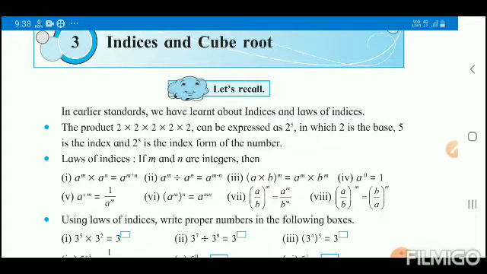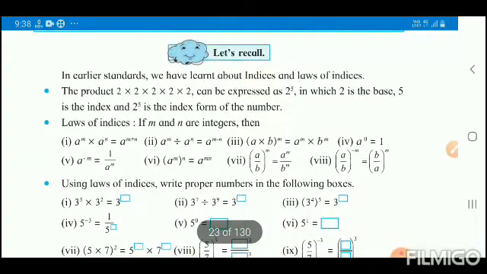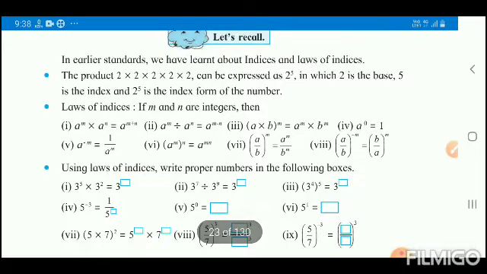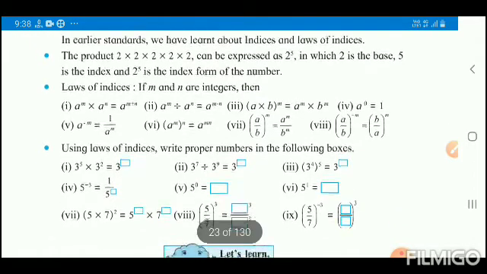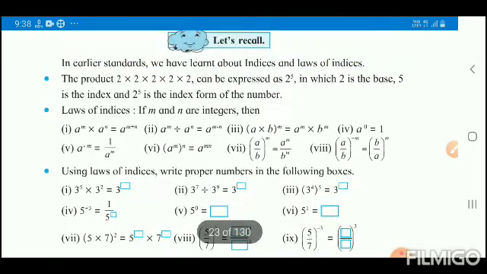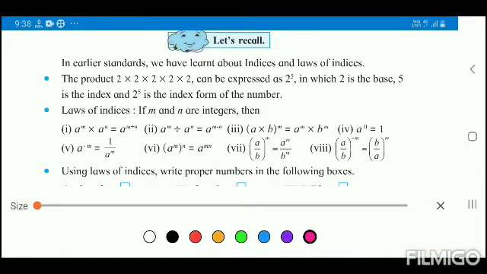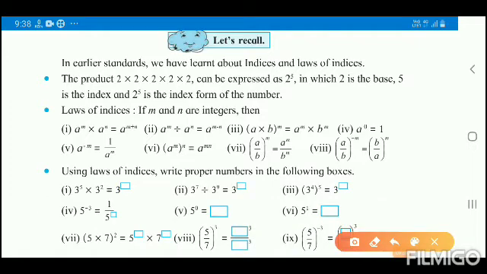Now look, some portion from your book, the government has reduced. That is, first of all, they have reduced all these things. Let us recall which things are there. Now we'll see, let us learn.